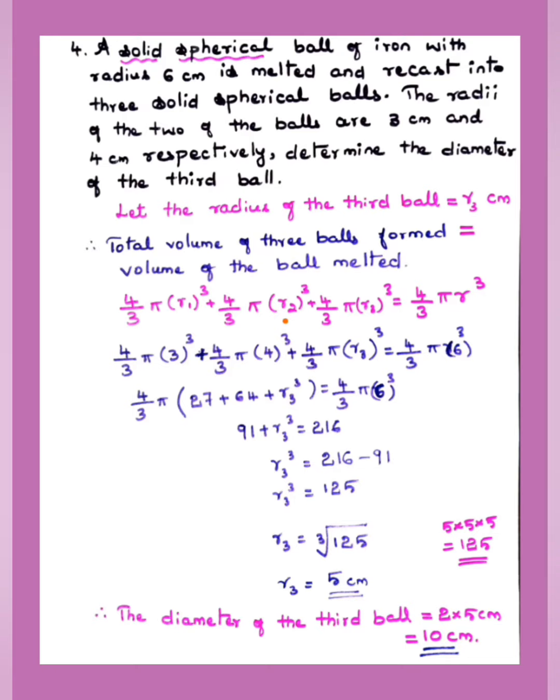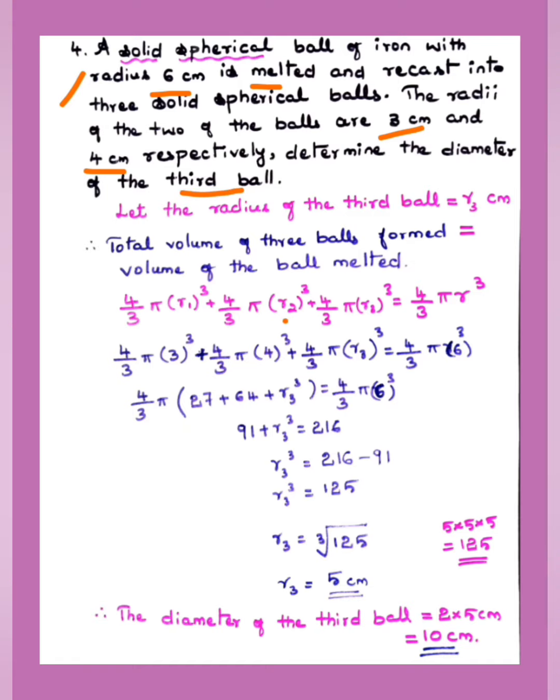We shall move to the next one. A solid spherical ball of iron with radius 6 centimeter is melted and cast into 3 solid spherical balls. The radii of the 2 balls are 3 centimeter and 4 centimeter respectively. Determine the diameter of the third ball.